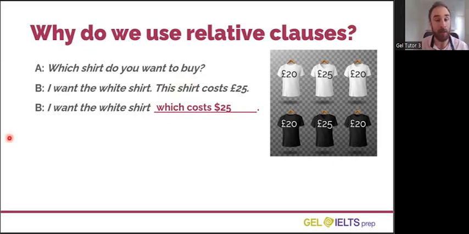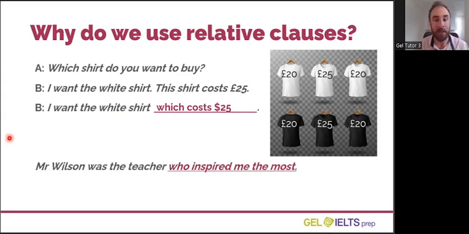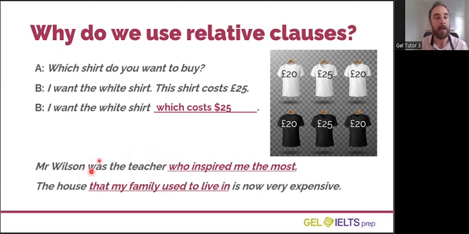Here are some other examples of relative clauses. Mr. Wilson was the teacher who inspired me the most. Now, if I only said Mr. Wilson was the teacher, that sentence doesn't give me any information. I need to define which teacher I'm talking about, the teacher who inspired me the most. So this is the relative clause, and the relative pronoun is who, replacing the teacher. The house that my family used to live in is now very expensive. The relative clause is that my family used to live in, because it's defining which house I'm talking about.